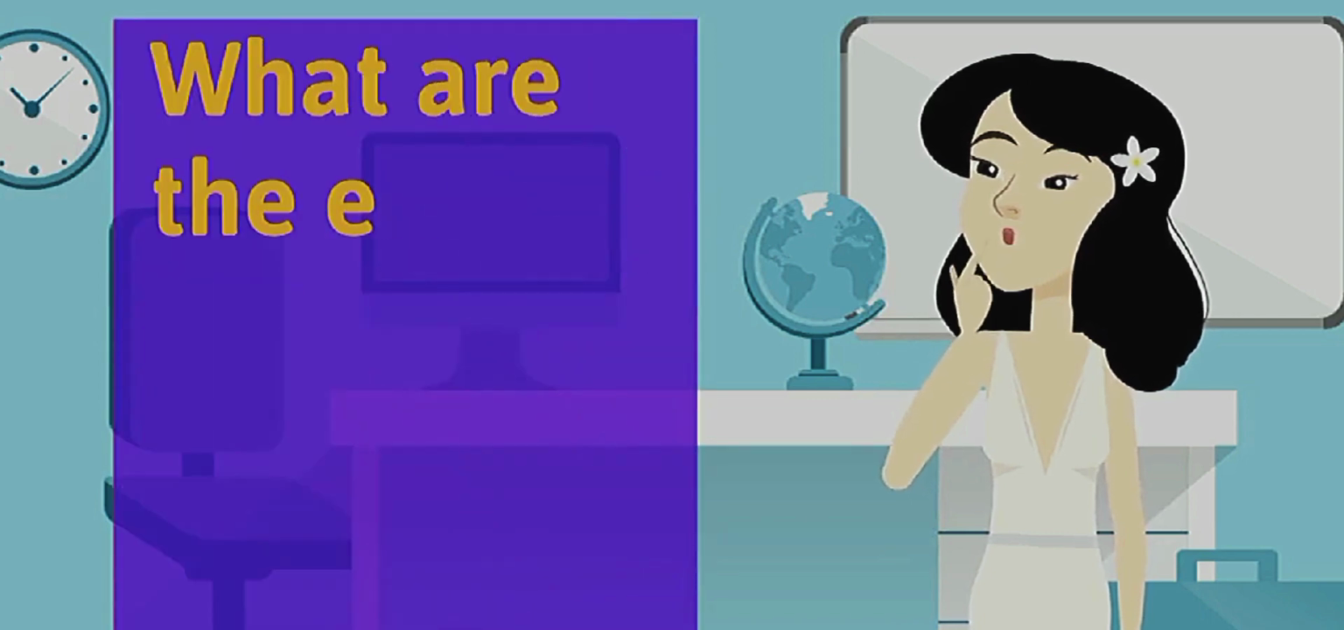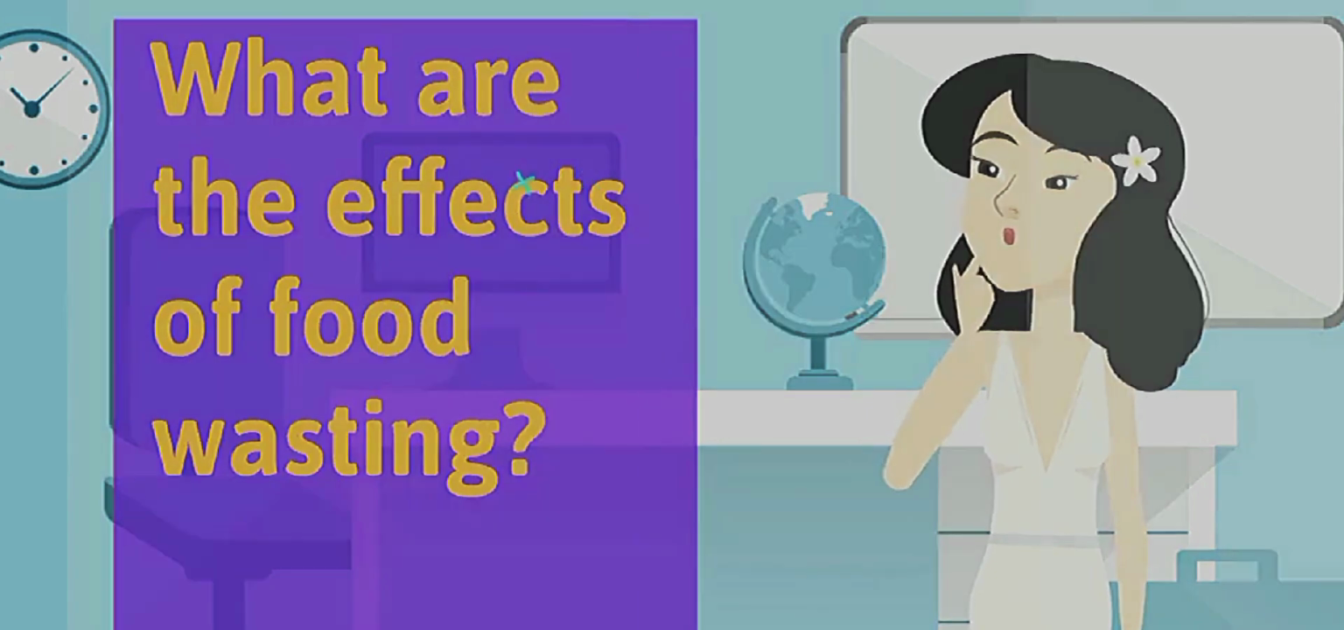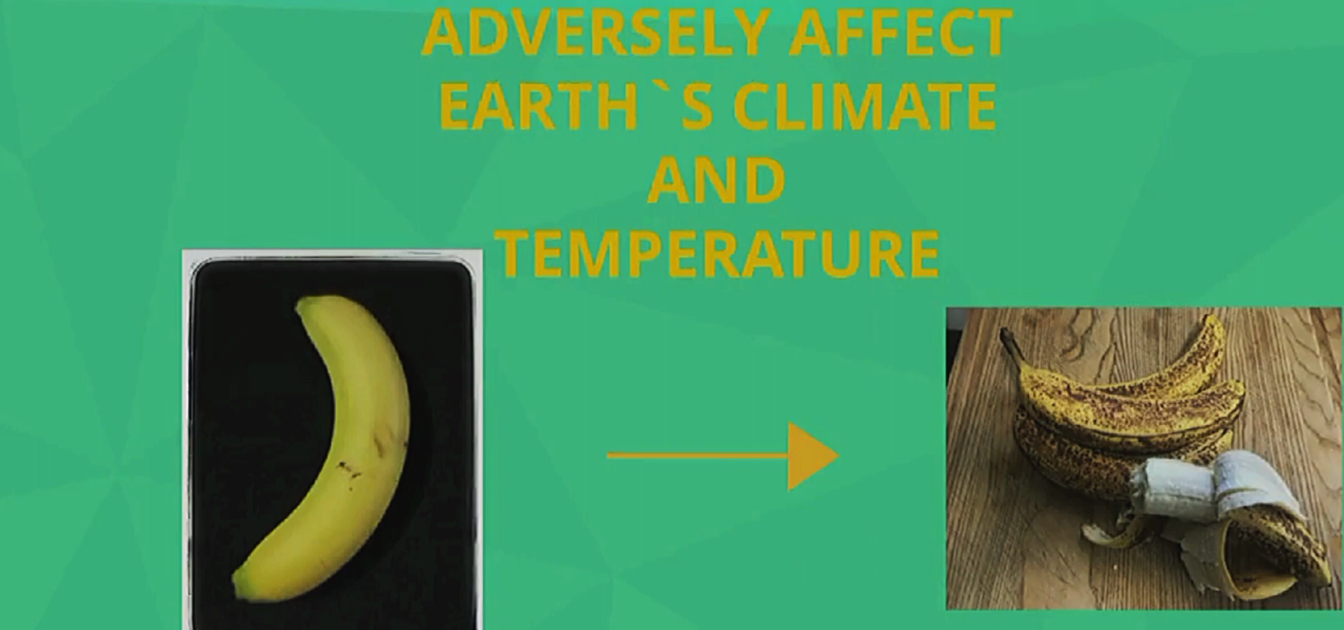What are the effects of food wasting? Wasted food isn't just a social or humanitarian concern, it's an environmental one. When we waste food, we also waste all the energy and water it takes to grow, harvest, transport, and package it. And as that food begins to decompose or rot, it releases methane gas. Methane, of course, is a greenhouse gas, which many scientists believe adversely affects the Earth's climate and temperatures. About 6 to 8% of all human-caused greenhouse gas emissions could be reduced if we stop wasting food.